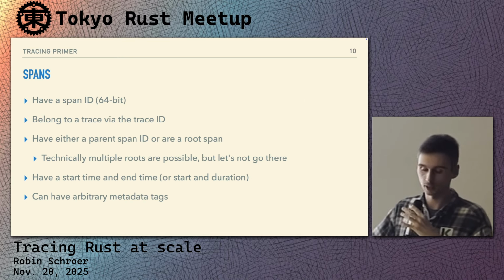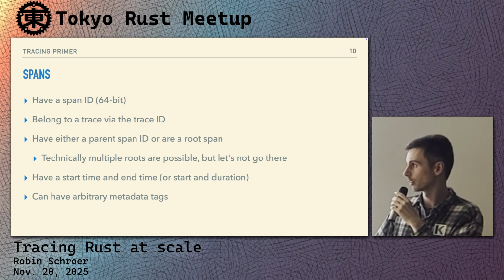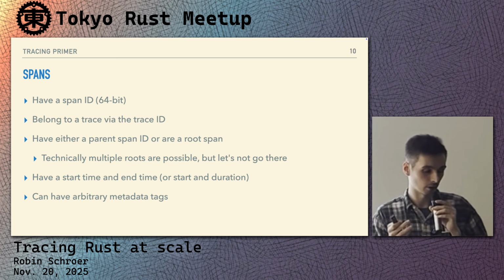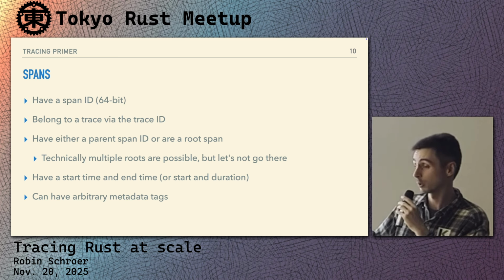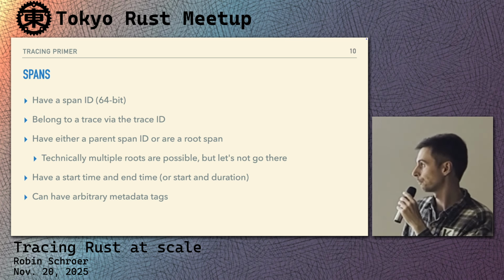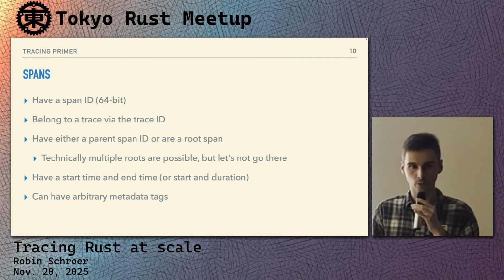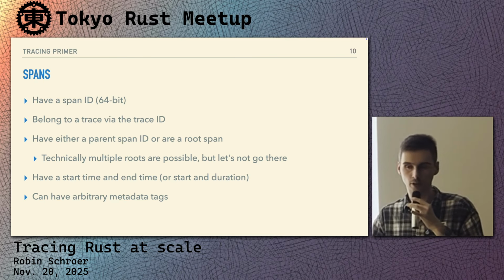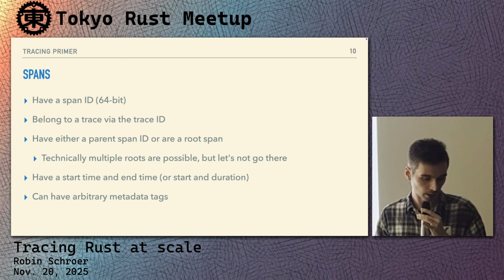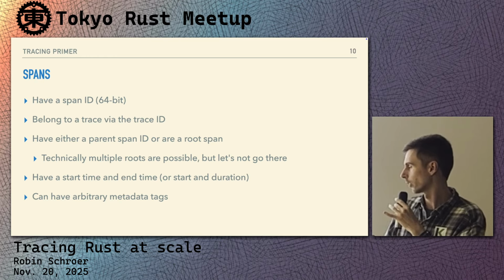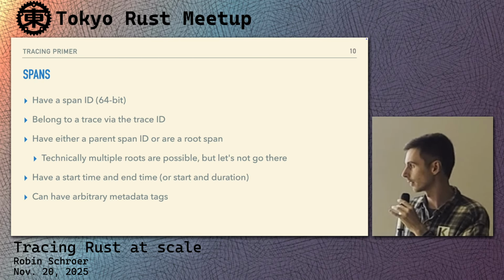And the spans themselves, again, have span IDs, commonly 64 bits. They belong to the trace through the trace ID. And they might have a parent span ID, or they are a root span, and that's how we get the actual tree structure within the trace. And technically, you could have several roots within a trace, but that's advanced stuff.